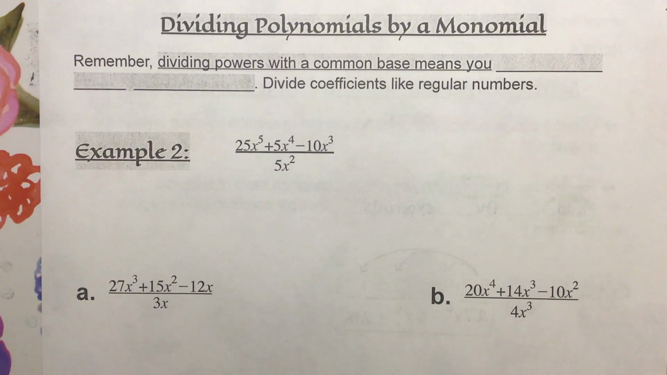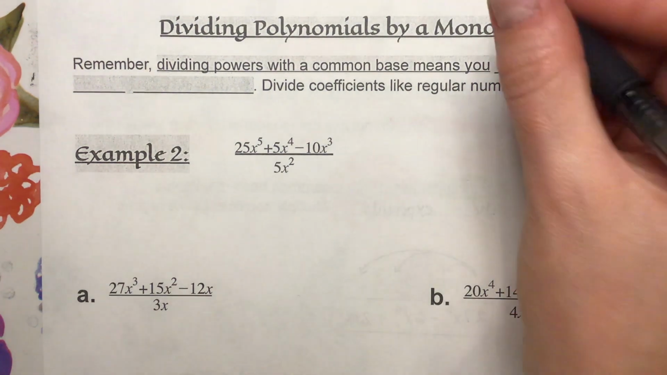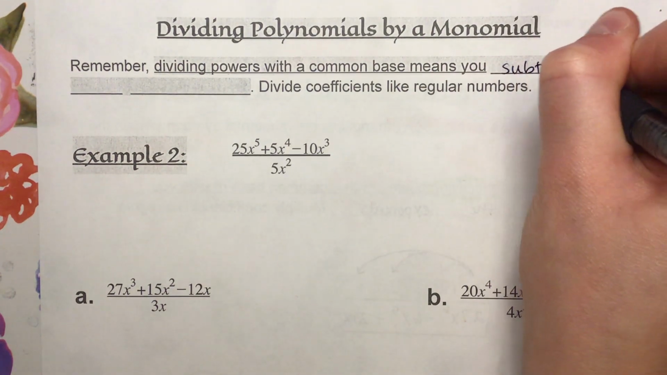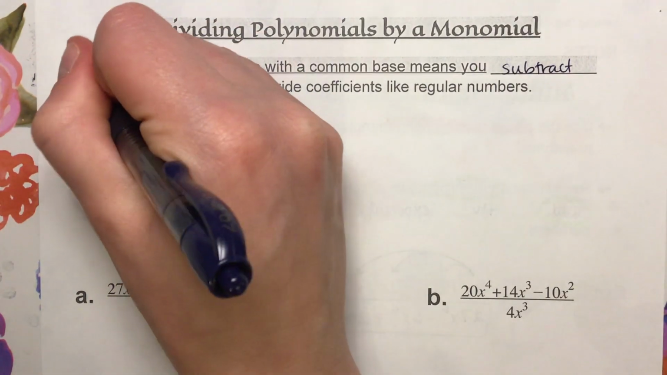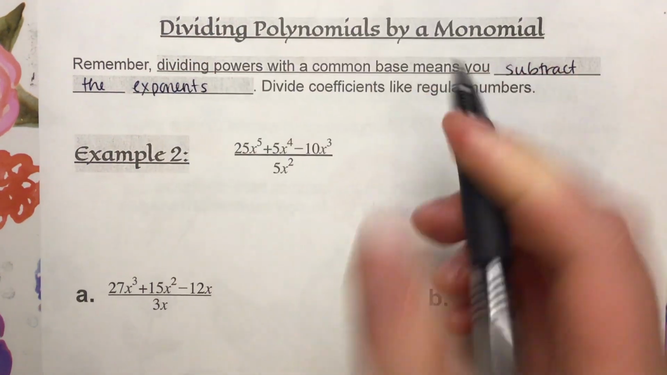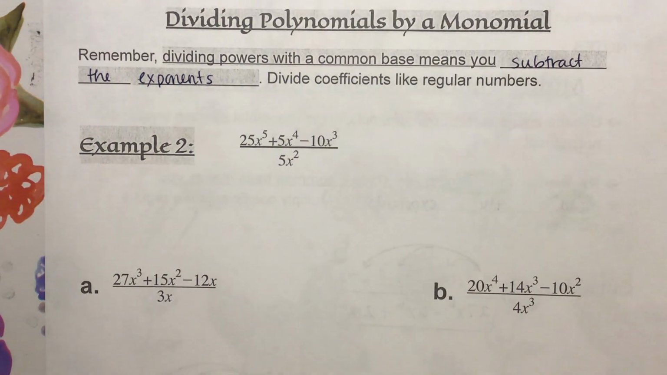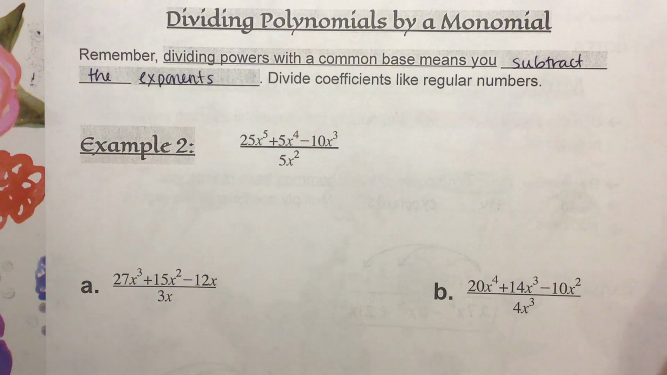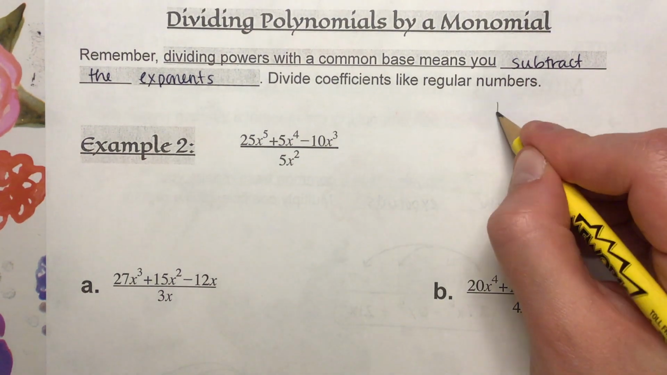So we're also able to divide polynomials by monomials, and I'm going to show you that now. So remember, when dividing with a common base, that means you subtract the exponents. You're going to divide coefficients like regular numbers, and I'm going to go ahead and say this just because if I don't, you'll probably forget, because I know that I would forget too.